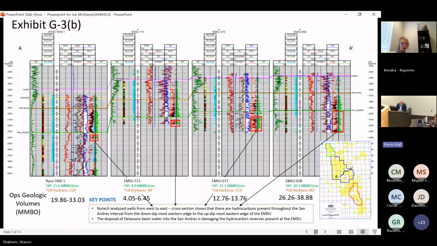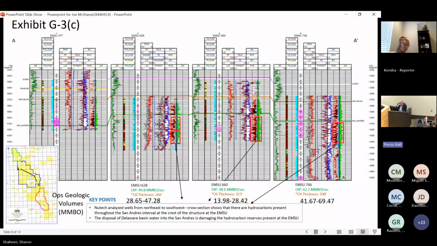Turning to Exhibit G3C, does this cross-section provide the same information for different wells? Correct. This cross-section shows the new tech analyzed wells from northeast to southwest. And so again, they're showing where we're showing hydrocarbons present and calculated in the San Andres. And that's indicated in the red box here. Correct. And then down below each well, you've got something in brown, oil thickness. What is that? That's the calculated net feet of oil thickness.